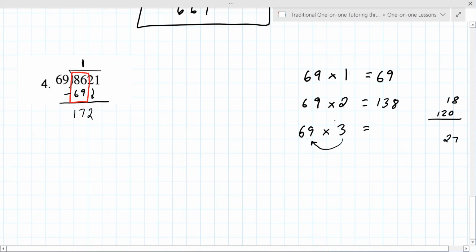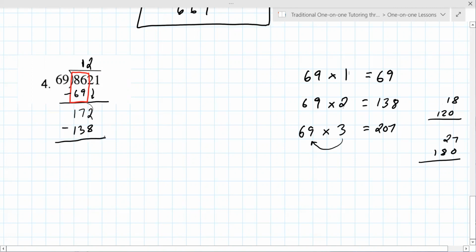August, are you with me? Oh, 18. 18, but then you put another 0 there because it's really 60. And then you don't have to add it up. It's 207. Yeah. And we're happy. We're like, okay, 172 is between 138 and 207. And put the 2 there. 2 times 69 is 138.